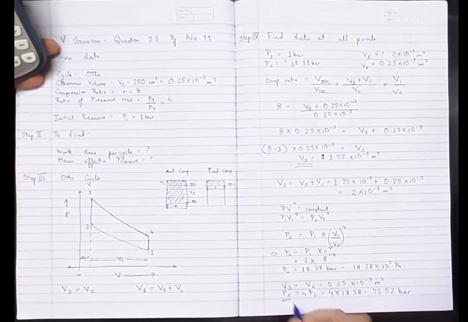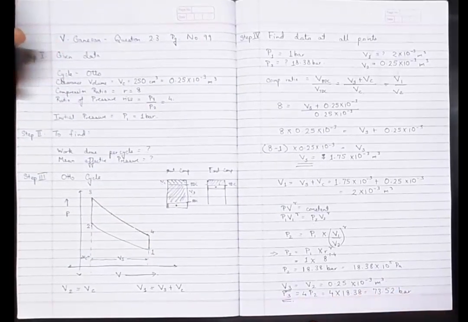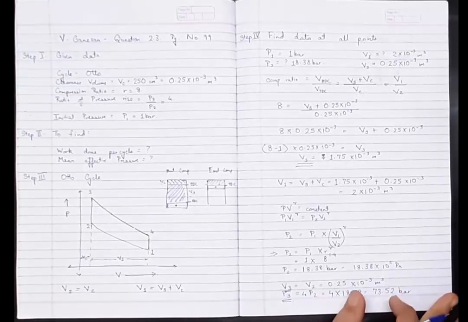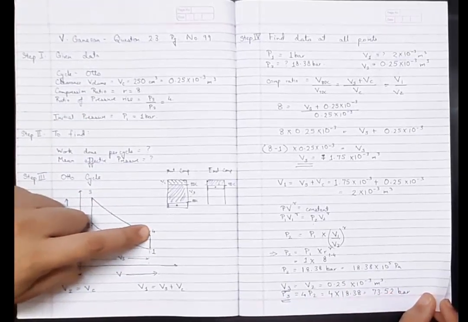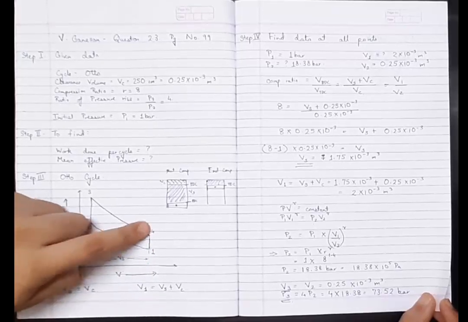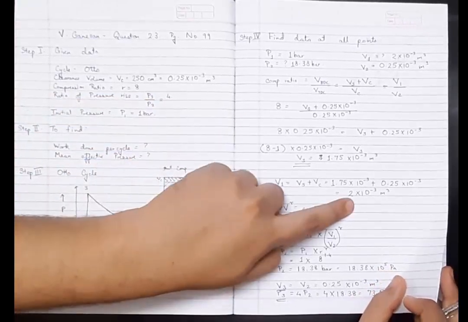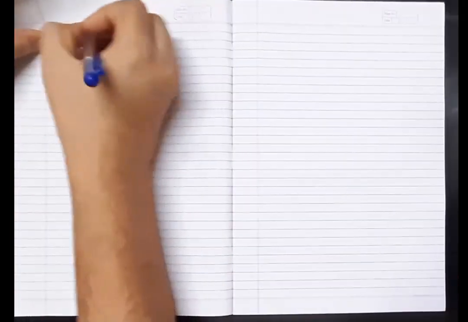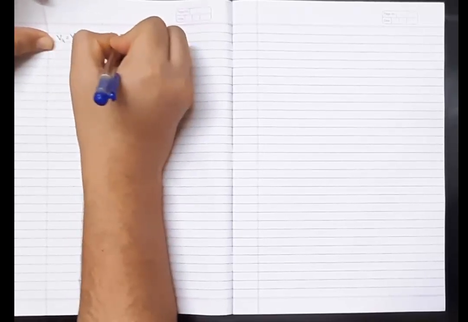So we have found out the value of P3, we have found out the value of V3. Now we have to find out the value of P4 and V4. From this diagram itself, we can see that V4 is the same as V1, right? So we know the value of V4. V4 is the same as V1, which is equal to what? V1 is given as 2 into 10 raised to minus 3. So V4 also becomes 2 into 10 raised to minus 3 meter cube.